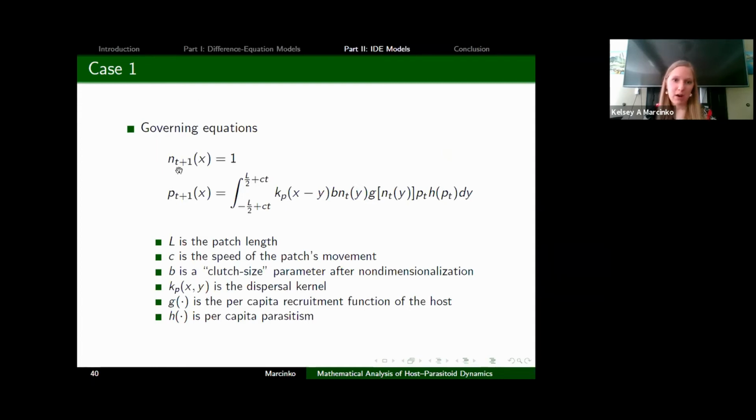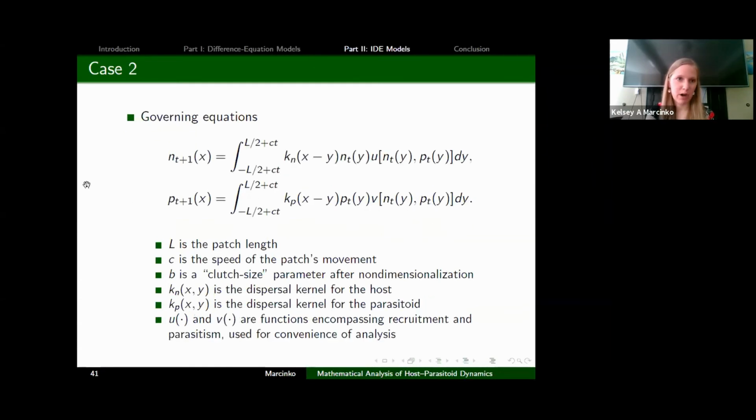For the first case, our host is at its carrying capacity, 1, everywhere. So we really only have a single integrodifference equation. This 1 can be plugged in everywhere we see an n down here, so the system reduces down to a single equation. L is the patch length, c is the speed of the patch's movement, and b is our clutch size parameter after non-dimensionalization. We have our dispersal kernel specified to be Laplace for the results that you'll see, though it could be done with other kernels. We have our per capita recruitment, and we have our parasitism function. So that's our first model.